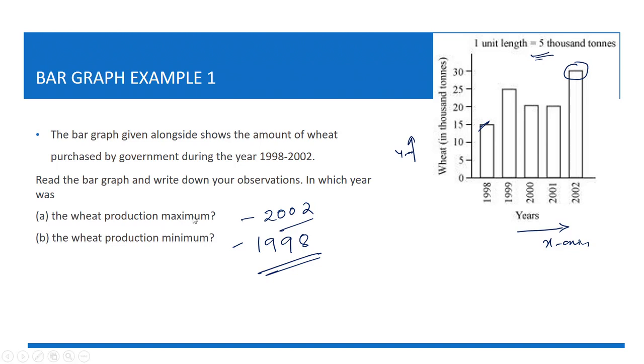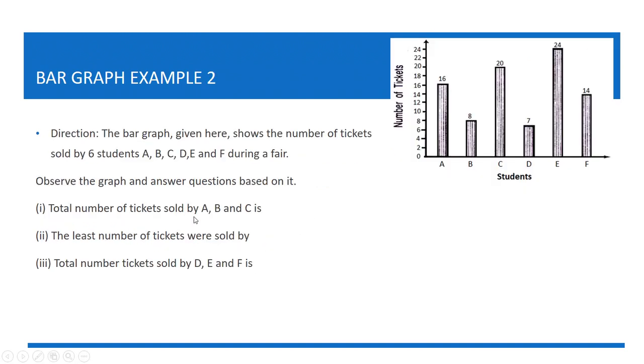So let us take one more example. Here the bar graph shows the number of tickets sold by 6 students, that is A, B, C, D, E and F during a fair. So we are supposed to observe here that the x-axis represents the students, A, B, C, D, E, F, and the y-axis represents the number of tickets they sold. Right, the number of tickets sold. Now see, A sold around 16, because they have mentioned here. So B is 8, C is 20, D is 7, E is 24 and F is 14.